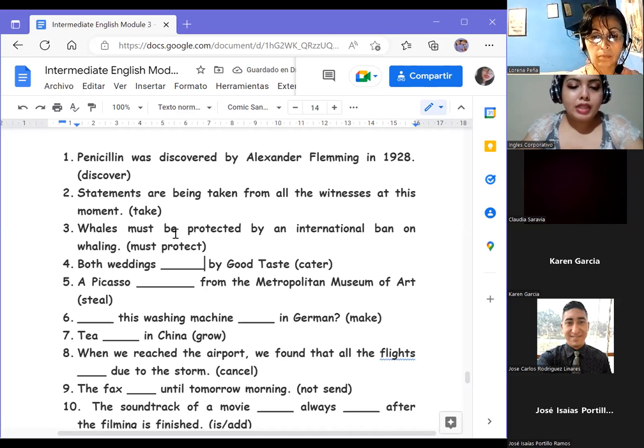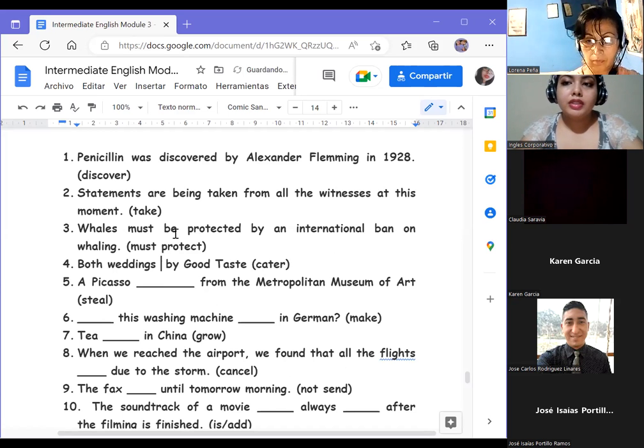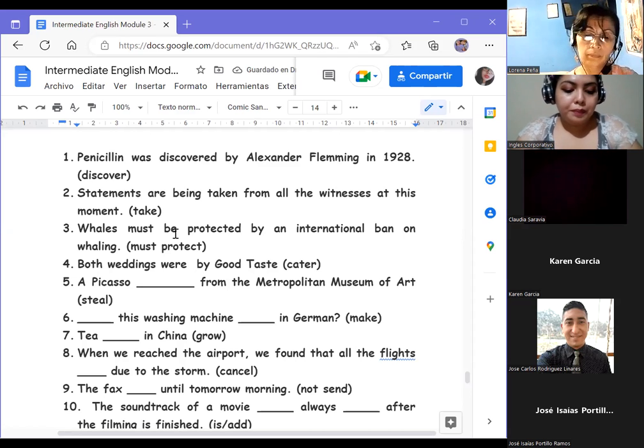Then we have false wedding by God pay, and we have cutter. In that case, we're just going to write something else. In that case, we are going to use verb to be in past. Singular or plural? Where? Very good. Where and cutter is the same, or we are going to use something else? Cutter with E-D at the end. Good.